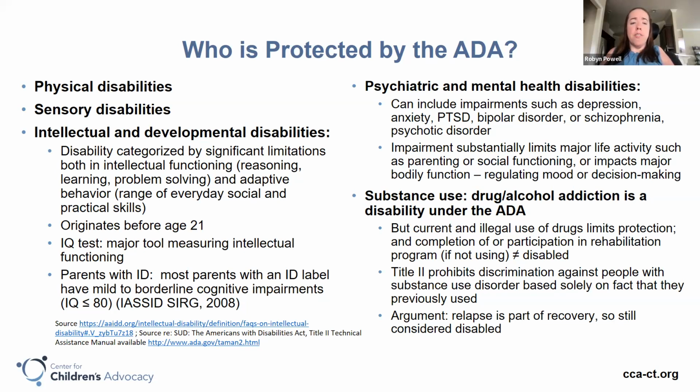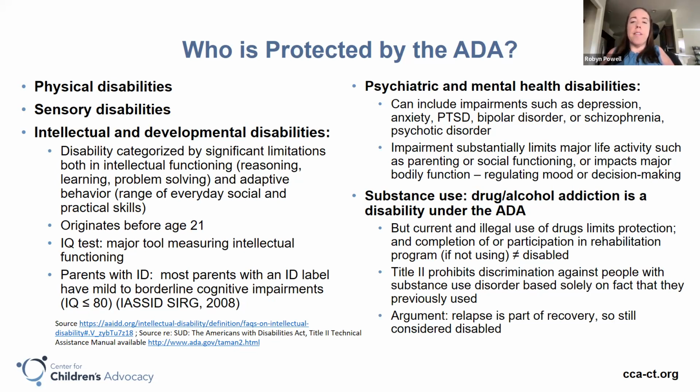Most parents who have an intellectual disability really have mild or even borderline cognitive disabilities. Research shows that most people who are assumed to fit into this category really have an IQ of about 80 or below. So that is really mild or borderline. Generally, we accepted 70 as the cutoff, but if you add those 10 points, you can get the borderline individuals, and that's who we do see in the child welfare system. So it is not people who have really significant impairments. It is generally people with an IQ score between about 60 and 80.